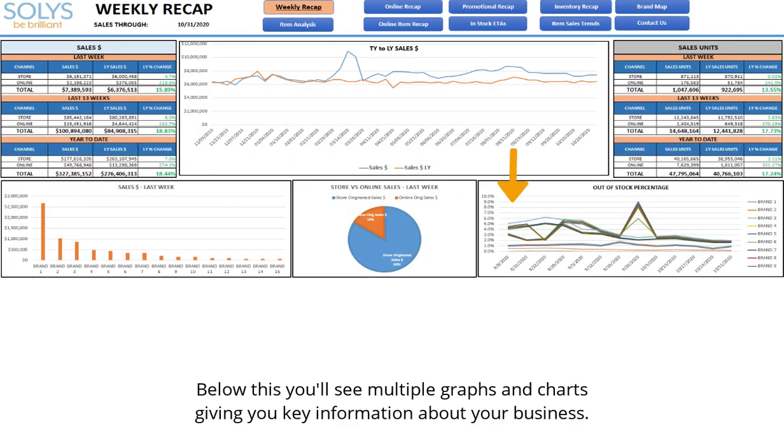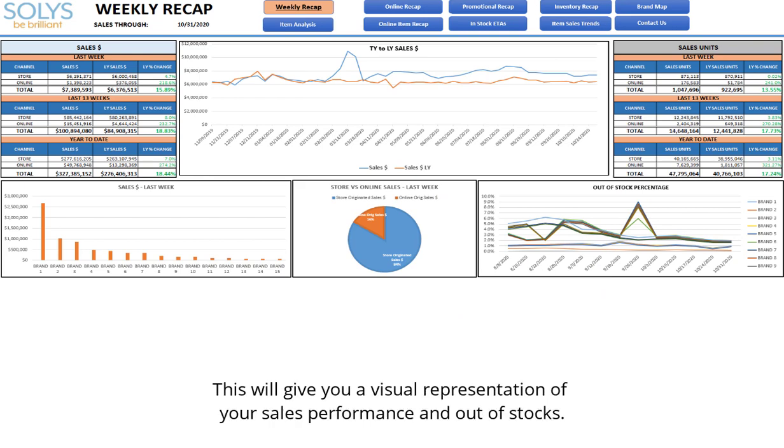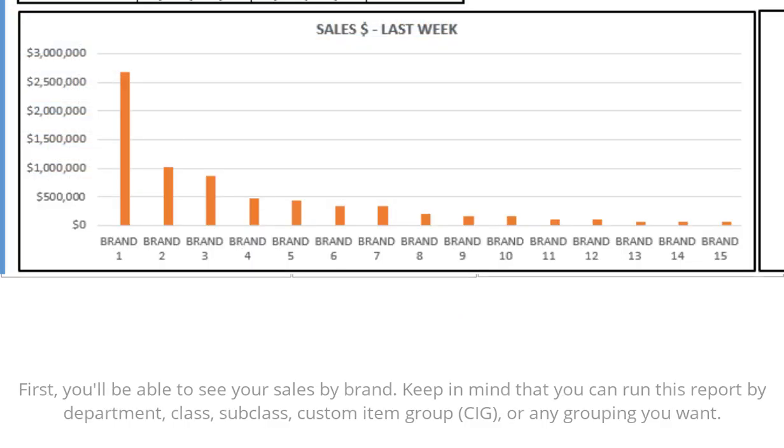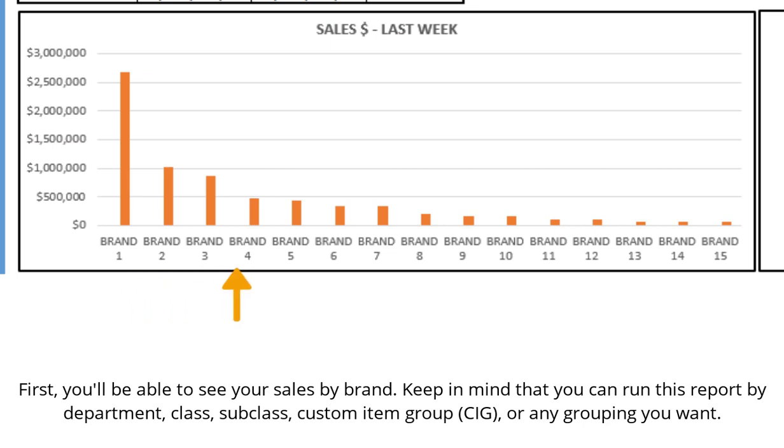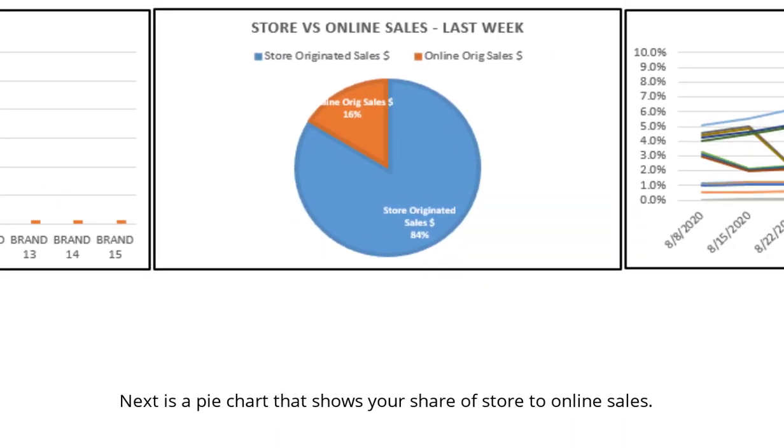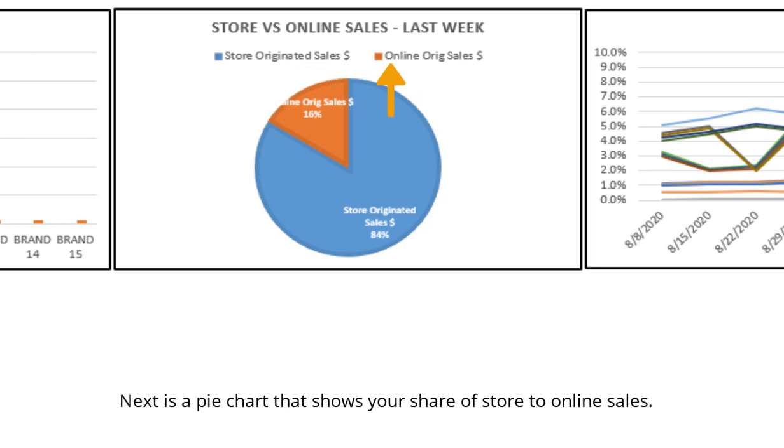Below this, you'll see multiple graphs and charts giving you key information about your business. This will give you a visual representation of your sales performance and out of stocks. First, you'll be able to see your sales by brand. Keep in mind that you can run this report by department, class, subclass, custom item group, or any grouping you want. Next is a pie chart that shows your share of store to online sales.